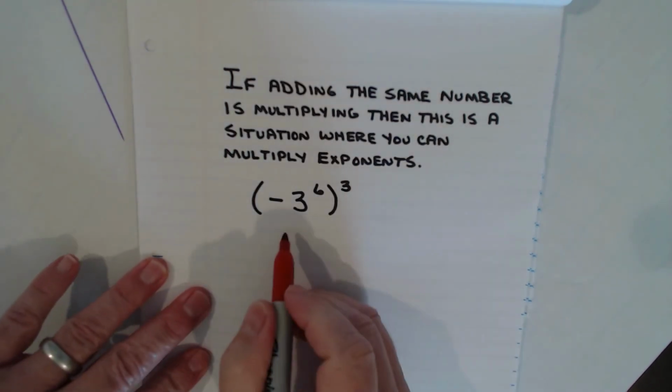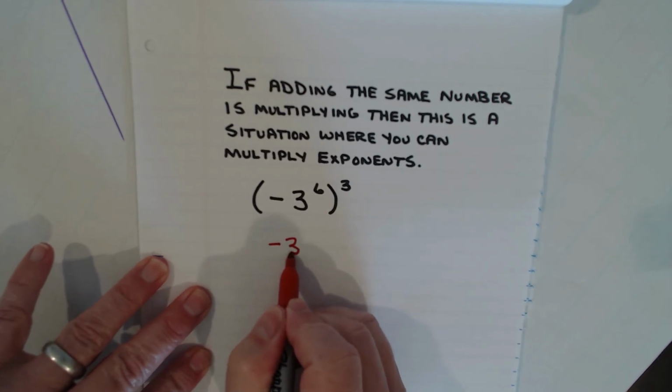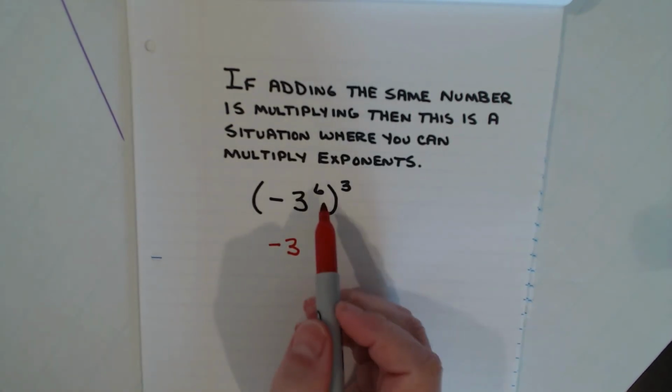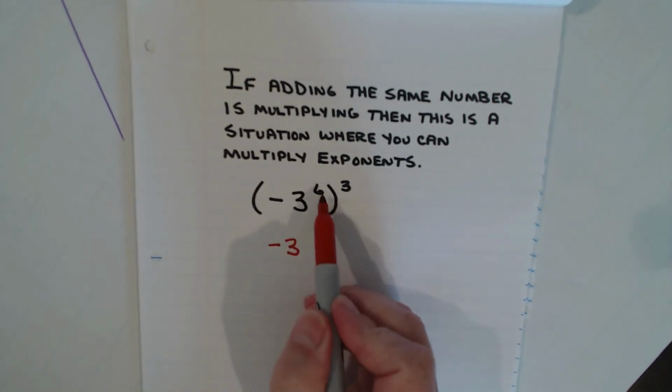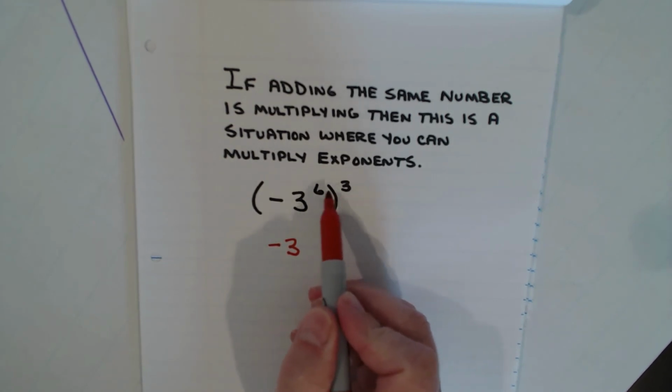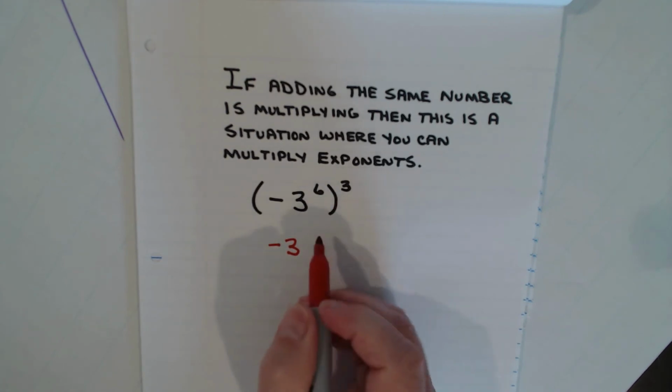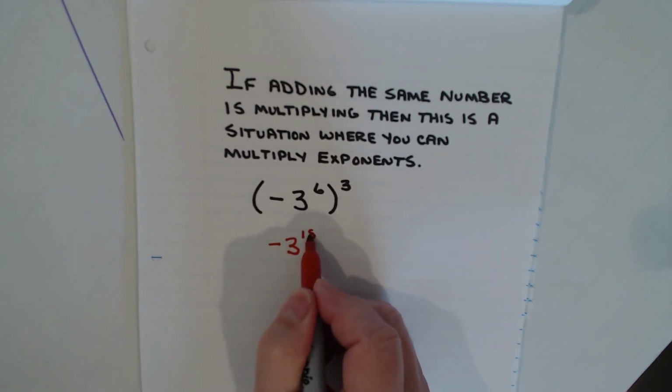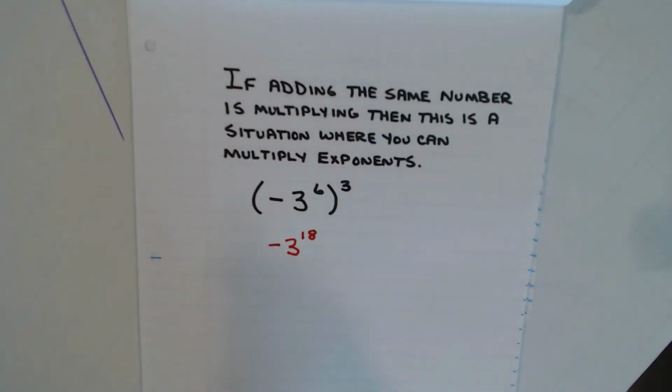We're simply going to write our base down, -3, and then we're going to multiply our exponents. Because there is parentheses and an exponent on the outside, this is a situation where I can actually multiply these two numbers together and just do this. 6 times 3, 18.